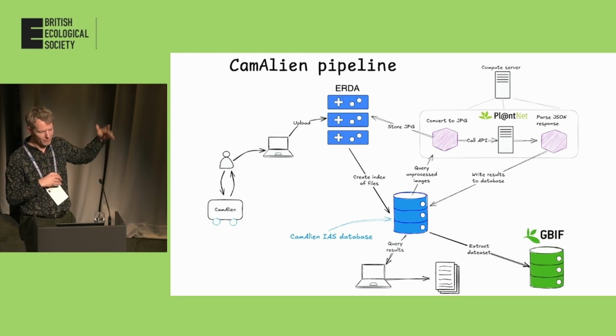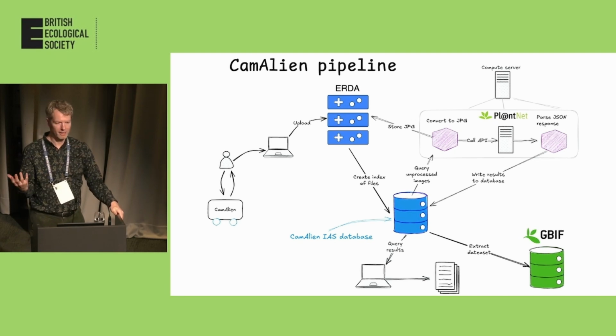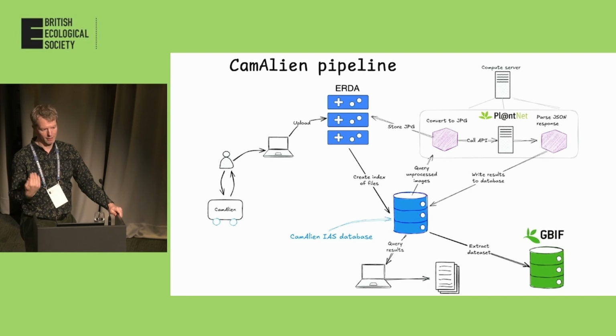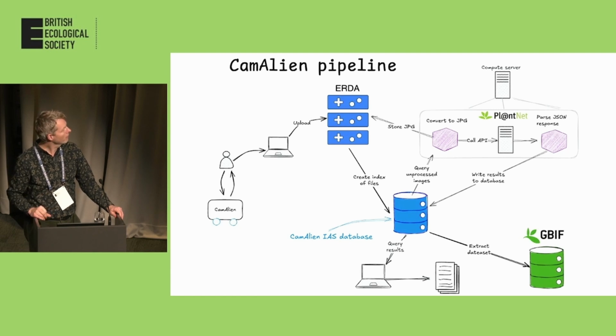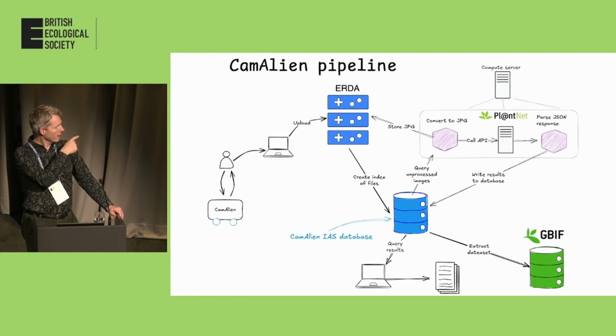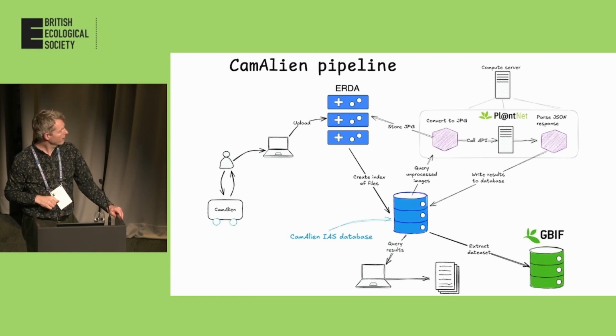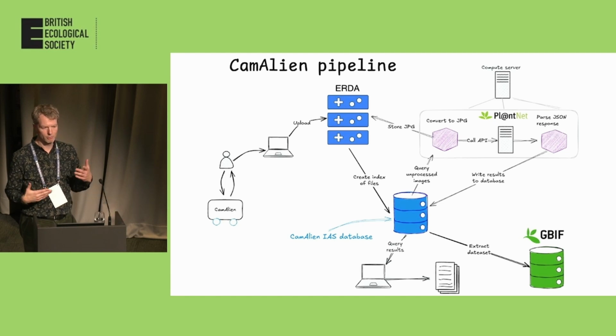Basically, over to the left, we upload the data to a storage facility, and then we write the images to a database. And once the images are indexed in the database, we submit to this pipeline where we convert the files and call the API, this classifier from PlantNet, get a response back, and then write that to our own database once we're happy with it.